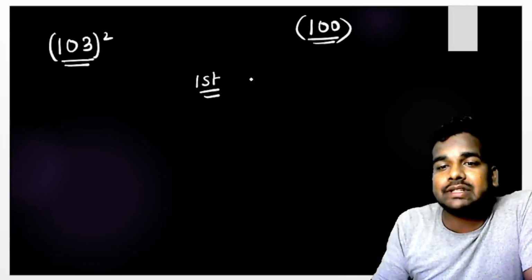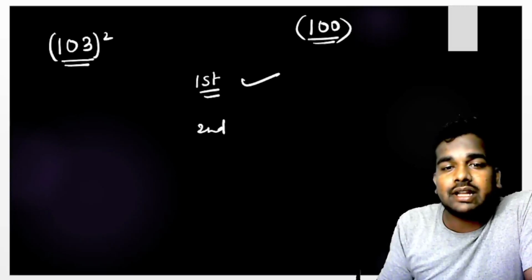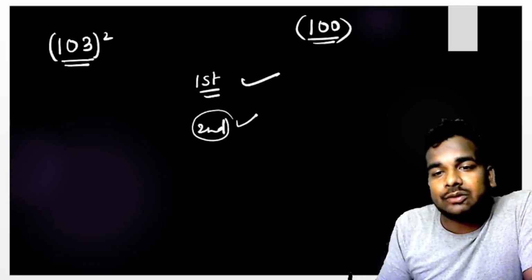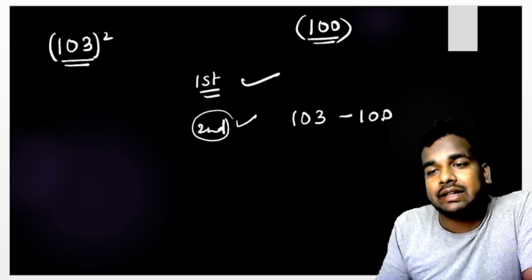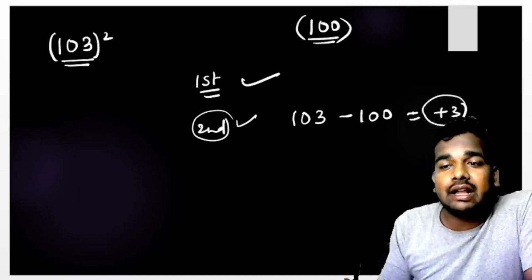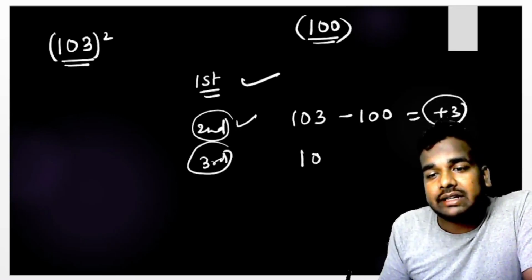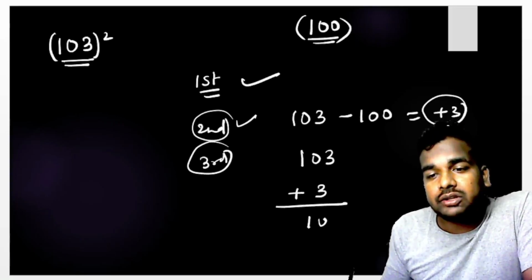The second step is to subtract 100 from 103. So in the second step you do 103 minus 100. How much do you get, students? That is plus 3. The third step is to add this number to 103. So how much do you get? Plus 3, you will get 106.